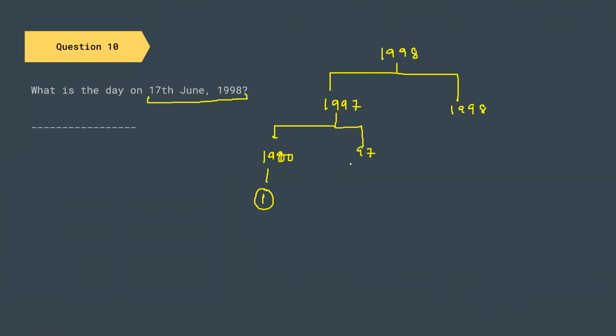In 1997 years, we are going to have 24 leap years and 73 non-leap years. For each leap year I'm going to multiply by 2, and for each non-leap year I'm going to multiply by 1. So we are going to get 121, and if we divide 121 by 7, we get a remainder of 2.